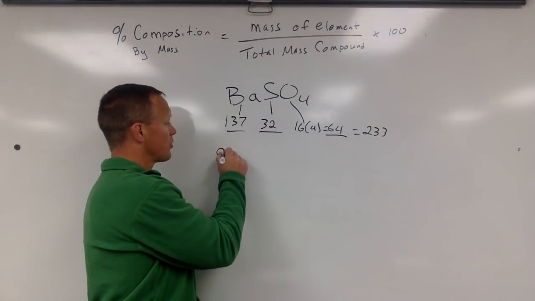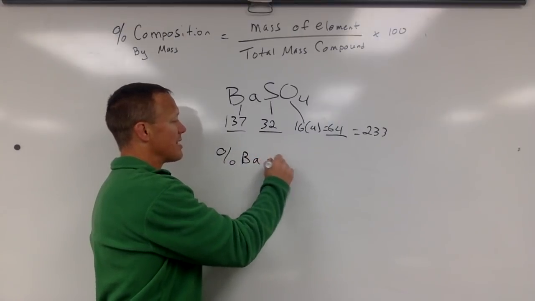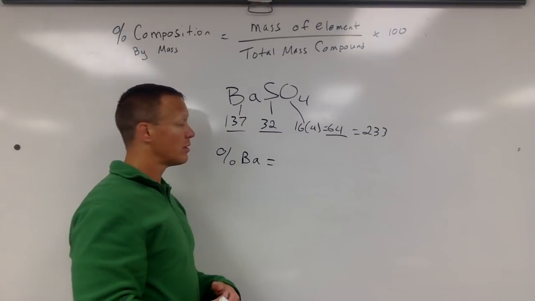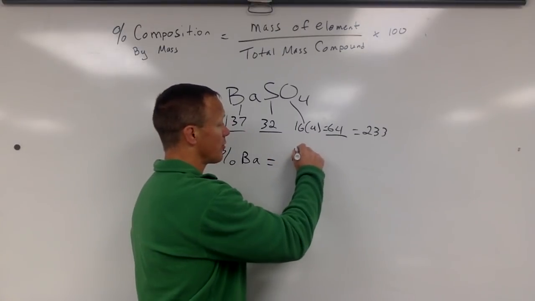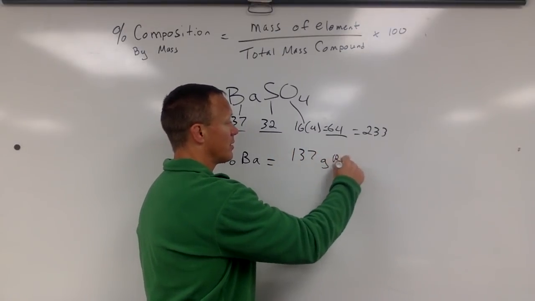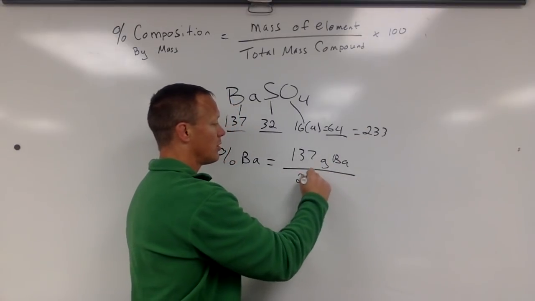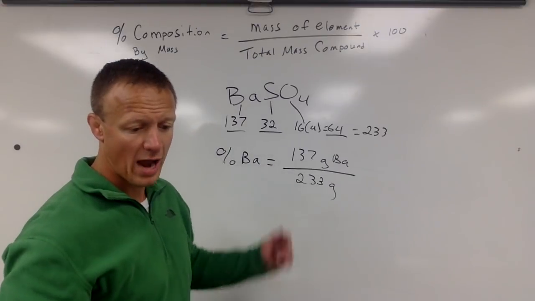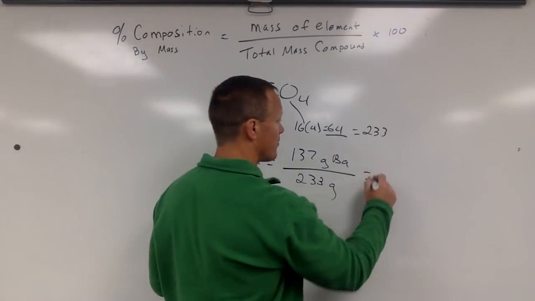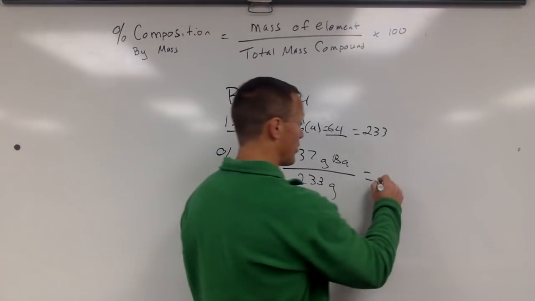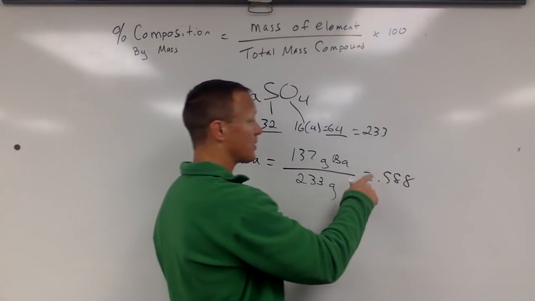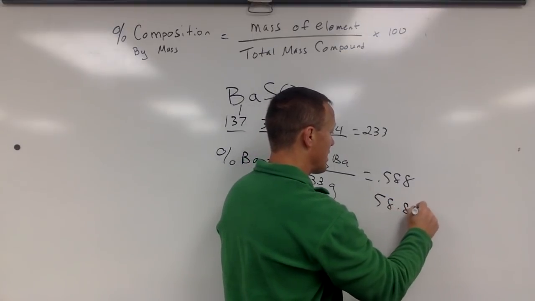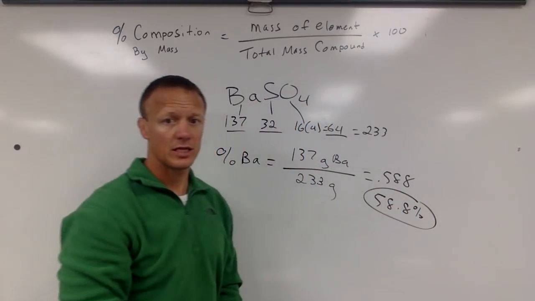So if I want to know, say, the percent of barium in that compound, or percent of the mass, again, not percent of the atoms, percent of the mass, I would take barium's mass, which is 137 grams of barium, divided by the total 233 grams of the entire compound. So it looks like over half. So that's about 58. Again, that would come out as a decimal, 0.588. So multiply by 100 or move the decimal over twice. 58.8% of that compound is barium.